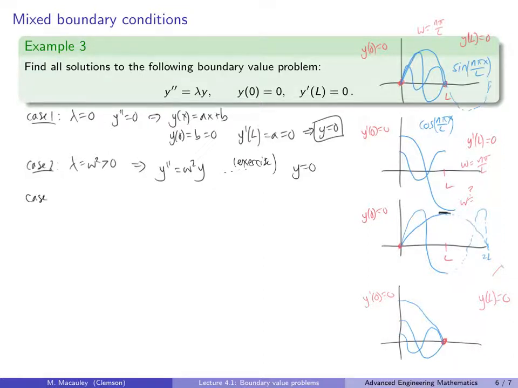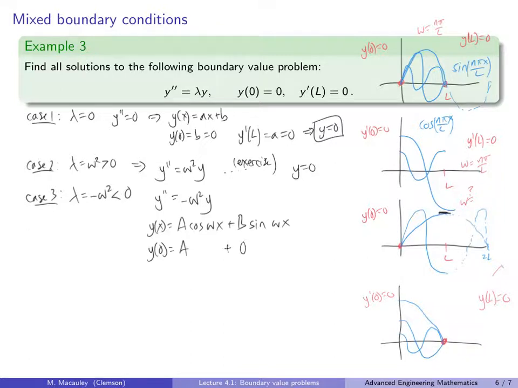So the interesting case is when lambda is negative, so it's negative omega squared. So now we have y double prime is negative omega squared y, and we have y of x is a cosine of omega x plus b sine of omega x. Okay, so now what? Let's do what we did before. Let's plug in 0. We expect that, as in here, that's going to kill off the cosine waves. And indeed, y of 0 equals a times 1 plus b times 0 equals 0.